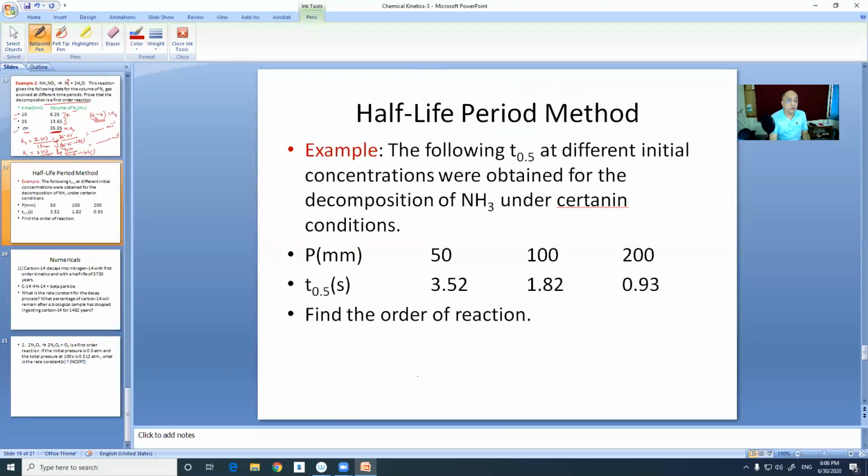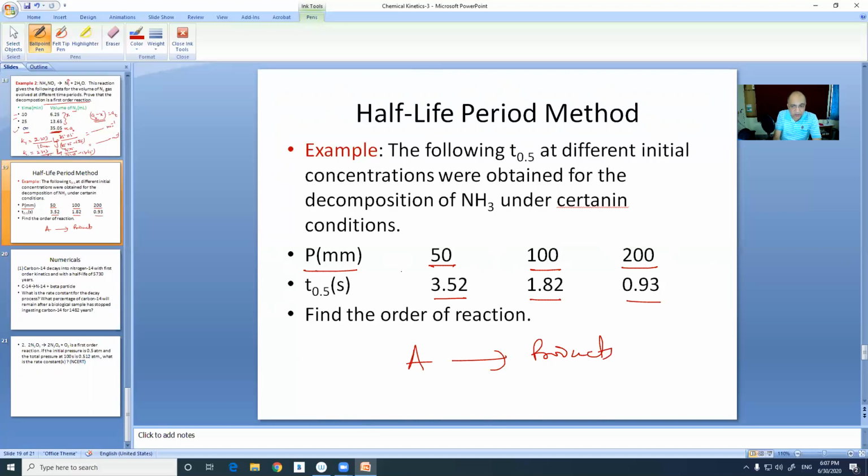So there is another method, what we call half-life period method, to determine the rate law and order. If you get data, different initial concentration data and the corresponding half-life period. Supposing this is the initial pressure, this is a gas reaction. Supposing a gas phase reaction, A gives products. When the initial concentration is 50, then half-life period is 3.52. When the initial concentration is 100, it is 1.82. When the initial concentration is 200, it is 0.93.